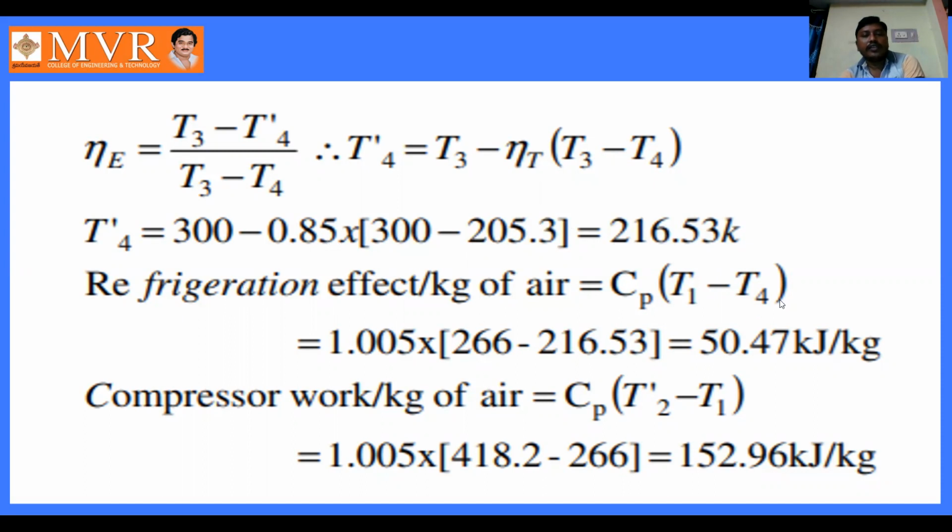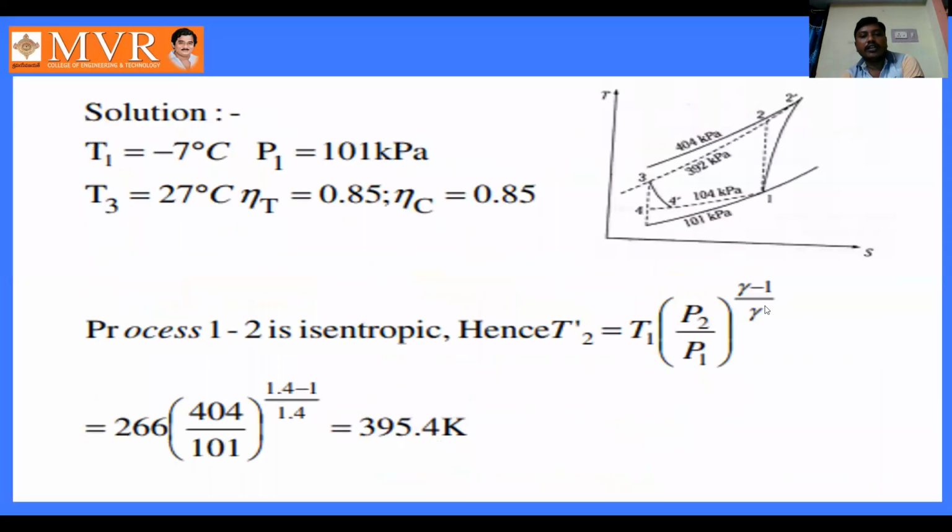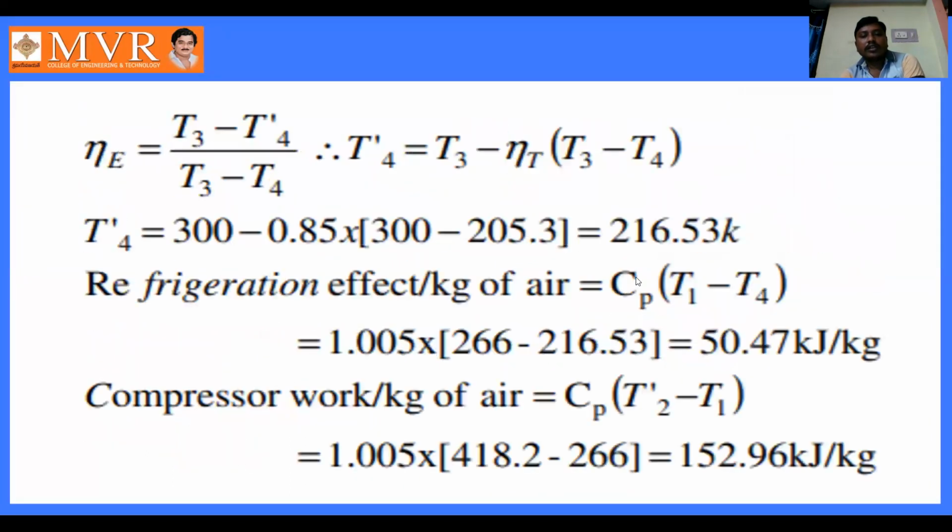And refrigeration effect is nothing but the heat absorbed. Here the heat absorbed is Cp into T1 minus T4 dash, substituting the general constant Cp as 1.005 into T1, which we already know is 266, minus T4 dash, which is 216.53. Hence we have got the refrigeration effect as 50.47.